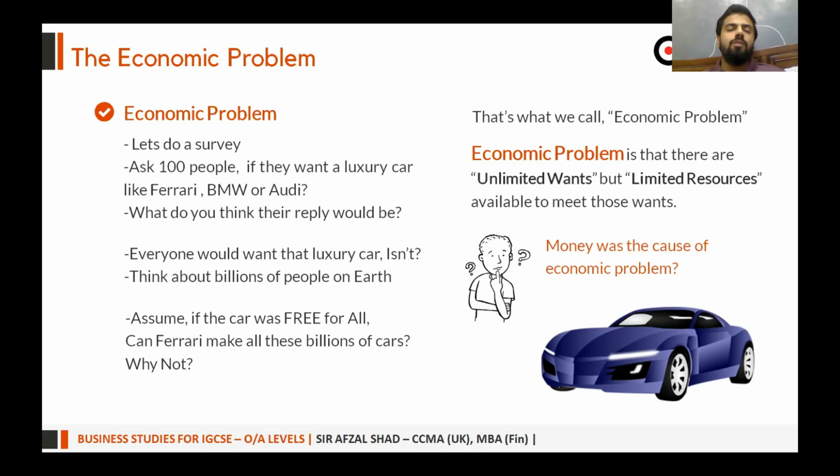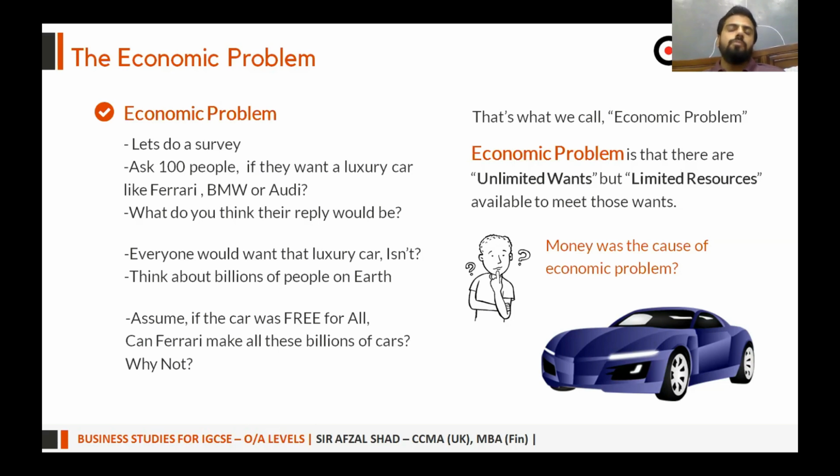Anyone can say, right now in real life, yes, I don't have money to buy that car. Once I have that money, I should buy that car. But let's suppose if it is free, that means you can have that car. The problem is that Ferrari is unable to produce that number of cars for everyone. Therefore, money was not the problem. The problem was the limited resources available to Ferrari.